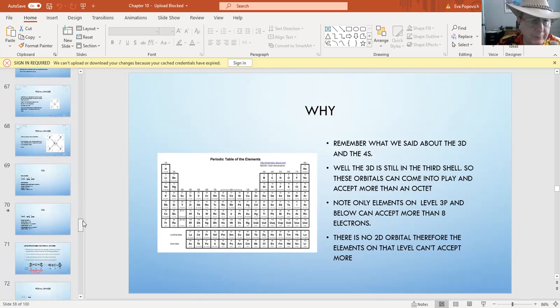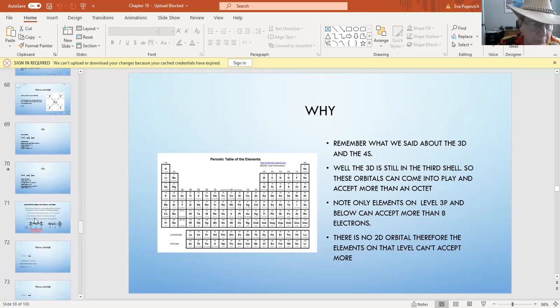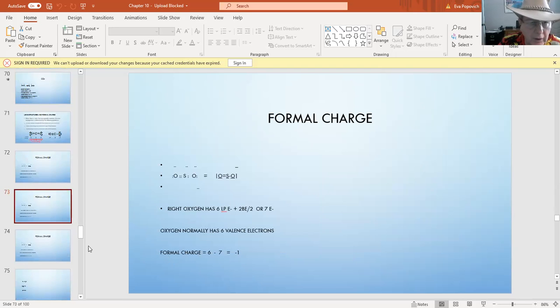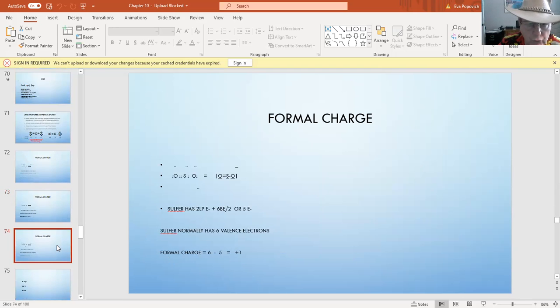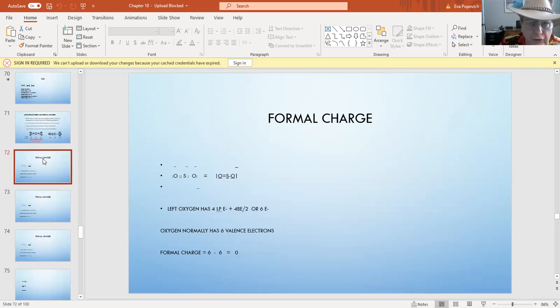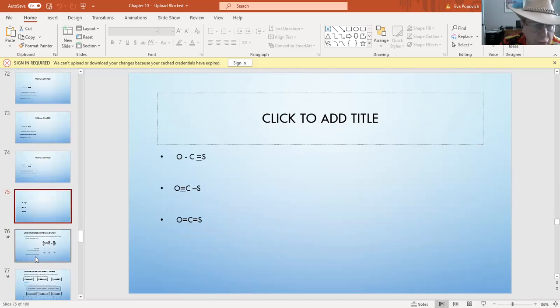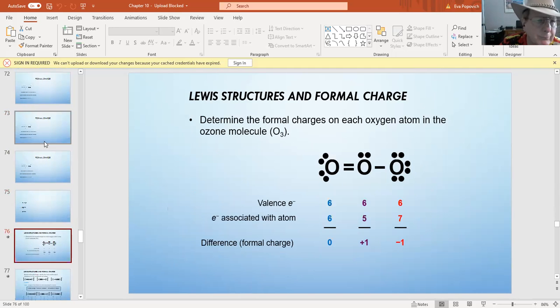So we went from that. We also did something called formal charge. And when you have more than one way to draw a molecule, you settle on formal charge. I'm trying to find my formula page and I'm not finding it.